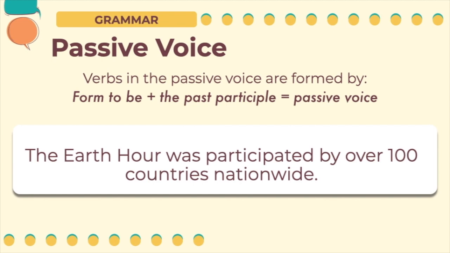Also remember, verbs in the passive voice are formed by this formula: form of to be plus the past participle. Look at this example sentence. The Earth Hour was participated in by over 100 countries nationwide. Was is the form of to be plus the past participle verb, which is participated.